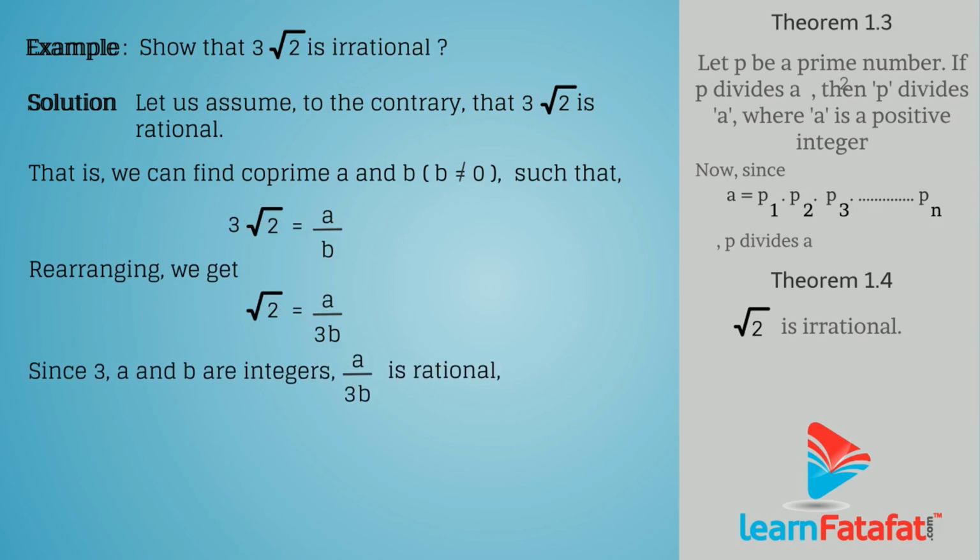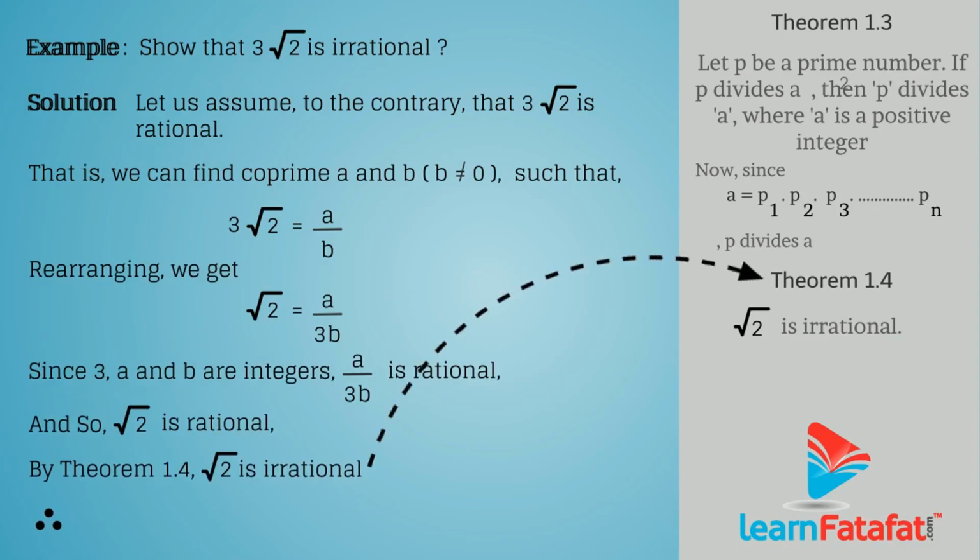Since 3, a and b are integers, a by 3b is rational, and so root 2 is rational. But by theorem 1.4, root 2 is irrational. So we conclude that 3 root 2 is irrational.